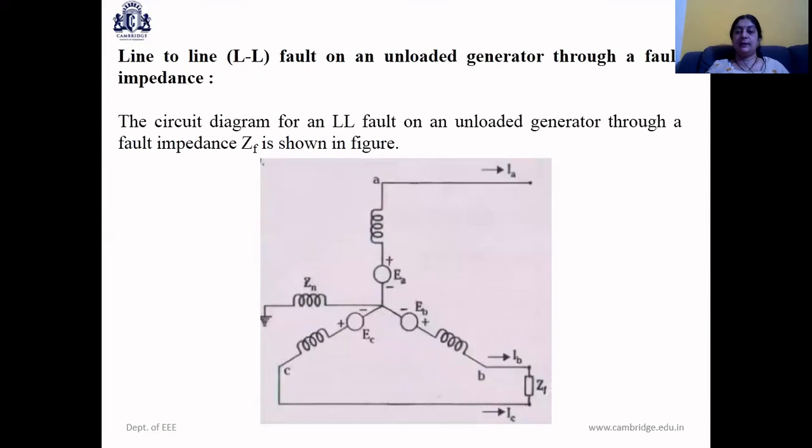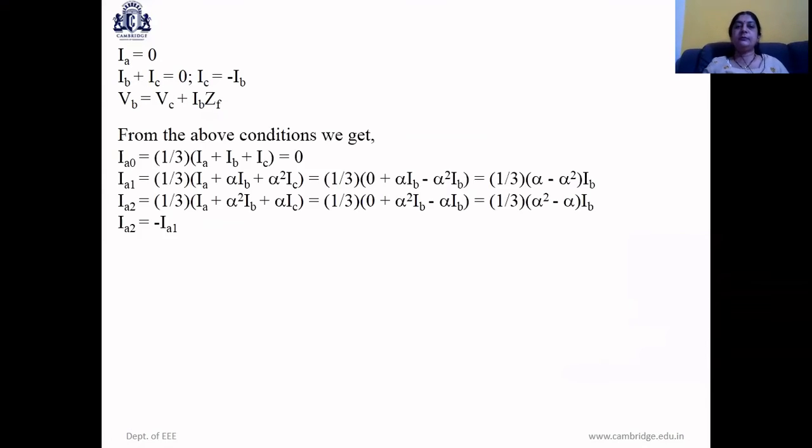Now, if the same LL fault occurs through a fault impedance ZF, so instead of B and C directly being shorted, if it is shorted through a fault impedance, how does the analysis change? IA still continues to be 0, but now IB plus IC equal to 0. IC is equal to minus IB. VB is now not equal to VC but is equal to VC plus IB into ZF, the drop in the fault impedance.